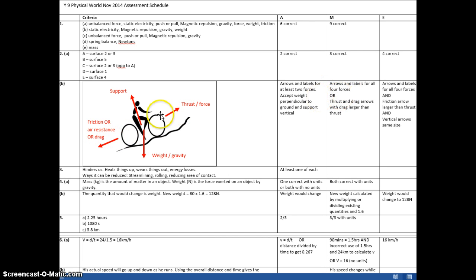Or if you just got two, let's say you just did the thrust arrow and the friction arrow, but you drew the friction arrow larger, then that was also enough for merit. And for excellence, you just had to have a complete answer. Like I said, even for excellence, you didn't have to have the arrows as I've drawn them here. As long as you had four arrows in approximately the right direction, with the friction arrow larger than the thrust arrow, then that was enough for excellence.